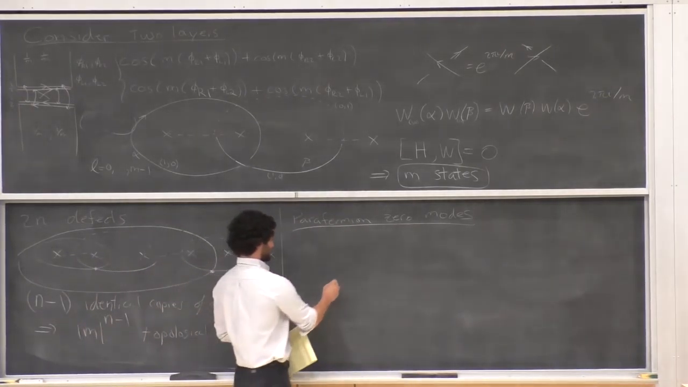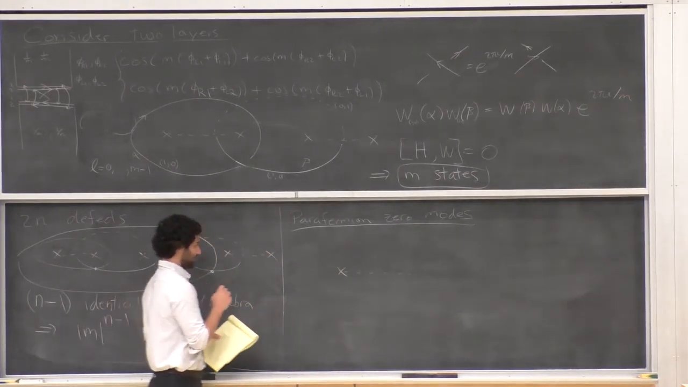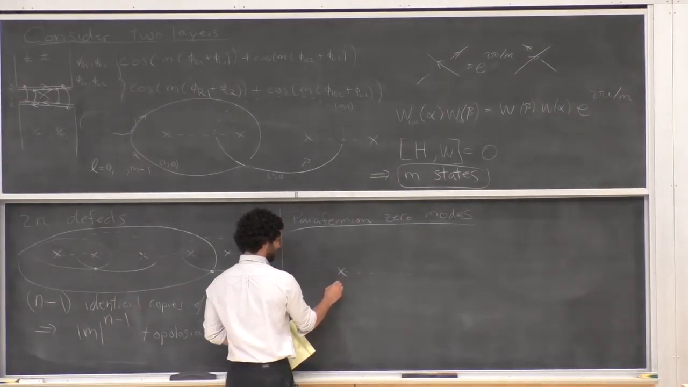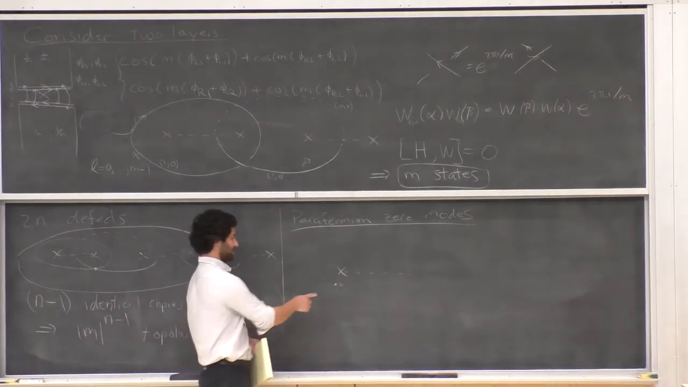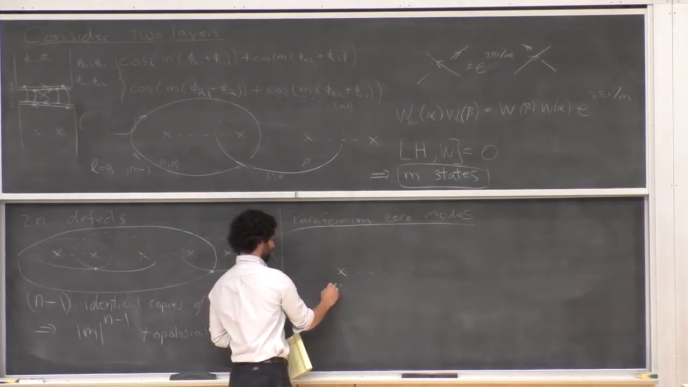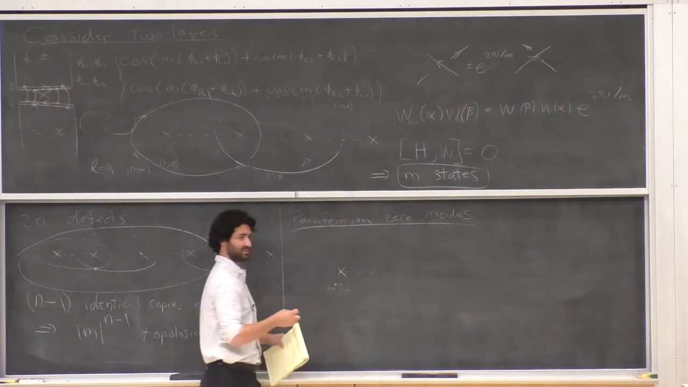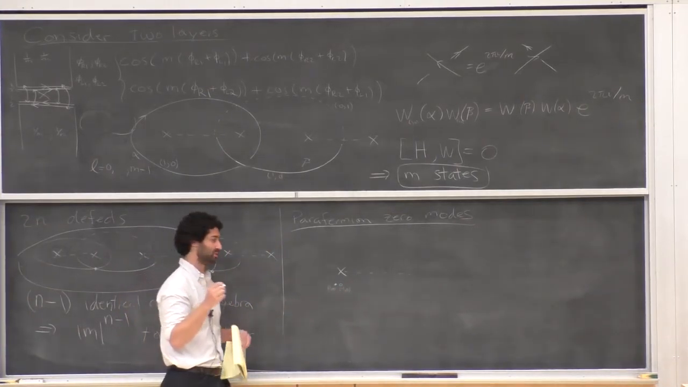So let's consider this defect that we've created. And let's imagine we create a quasi-particle, quasi-hole pair very close to the defect. In this labeling scheme that I've introduced earlier, this is a 1, 0 quasi-particle, and this is a minus 1, 0 quasi-particle, because they both live in the same layer, and one of them is a quasi-particle, one of them is a quasi-hole.